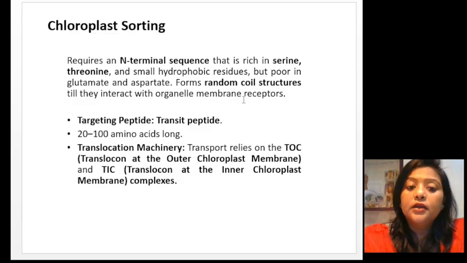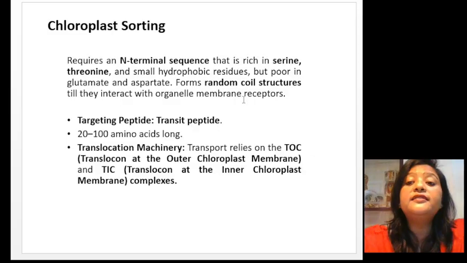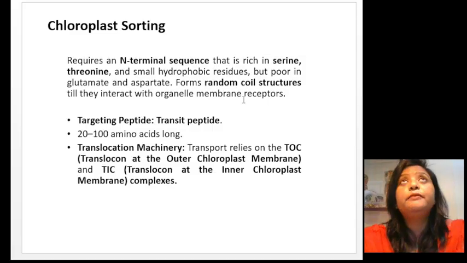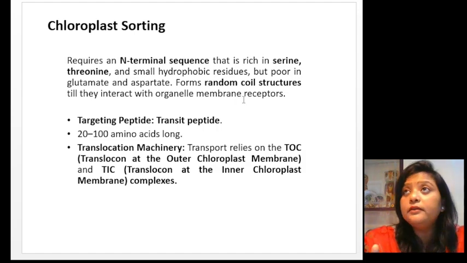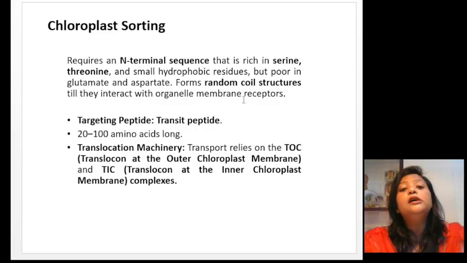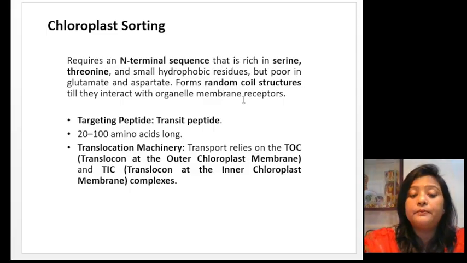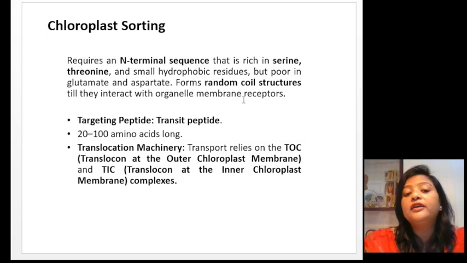Now chloroplast sorting will require an N-terminal sequence which is rich in serine and threonine, and it will have small hydrophobic residues, but it will be poor in glutamate and aspartate. It will form random coil structures. This random coil structure is not permanent; it's temporary, and it will be there till they interact with some organelle membrane receptors. Now what is the targeting peptide here? It is known as the transit peptide. The previous one was known as the matrix targeting sequence or pre-sequence. Here the targeting peptide is the transit peptide, which is 20 to 100 amino acids long.